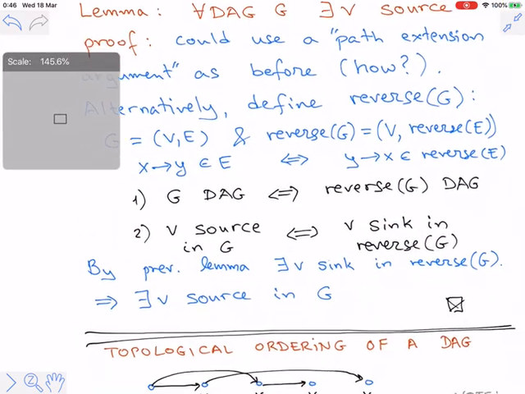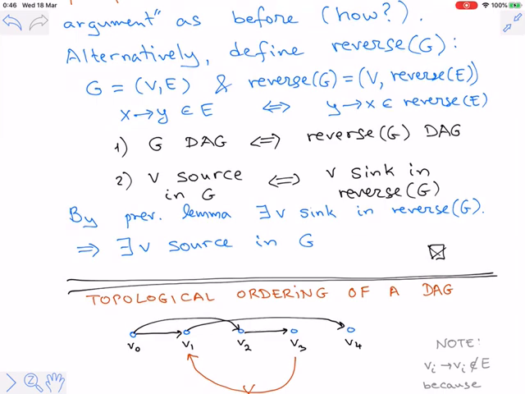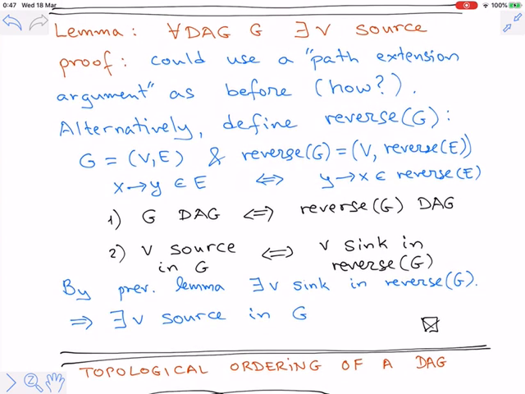But let's try to use a different proof, which will also introduce a new definition. Let's define the reverse of G. What is the reverse of G? So G is a directed graph with a set of vertices V and a set of edges E. The reverse of G is a directed graph over the same set of vertices, but a new set of edges denoted by the reverse of E. What is the reverse of E?